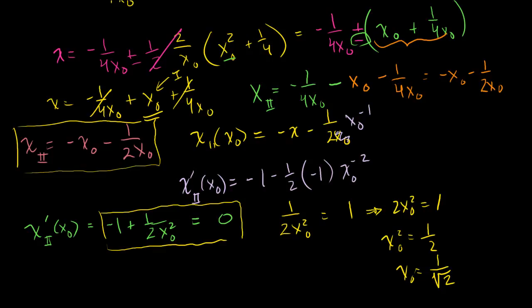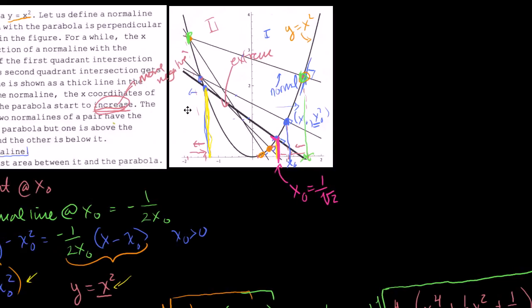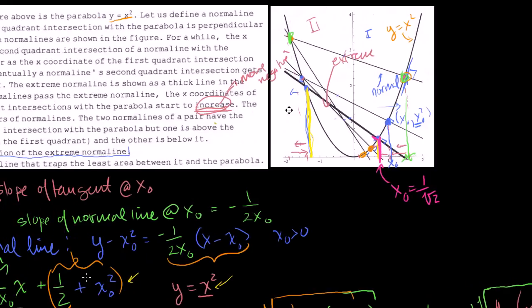So we're really close now. We've just figured out the x naught value that gives us our extreme normal line. This value right here, let me do it in a nice deeper color, that gives us the extreme normal line, is x naught equal to 1 over the square root of 2. Now, they want us to figure out the equation of the extreme normal line. Well, the equation of the normal line, we already figured out right here. It's this. So if we want the equation of the normal line at this extreme point, the one that creates the extreme normal line, I just substitute 1 over square root of 2 in for x naught. So what do I get?